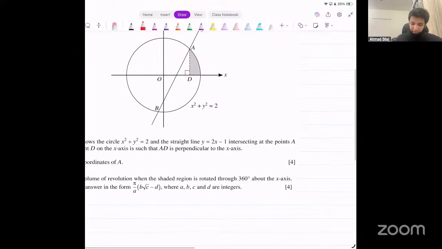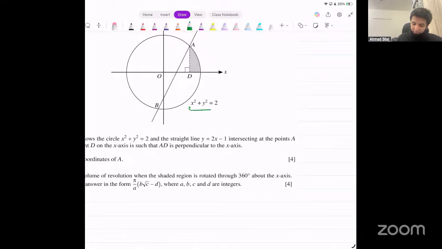You have a circle equation x squared plus y squared equals 2 and a line which is y equals 2x minus 1. Point D is such that AD is perpendicular to the x-axis. So AD is a vertical line. We have to find the volume of revolution when the shaded region is rotated through 360 degrees about the x-axis.